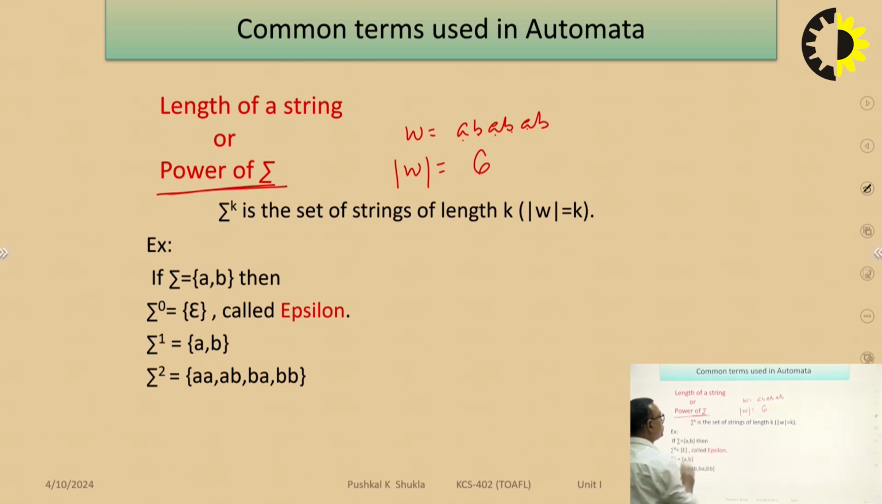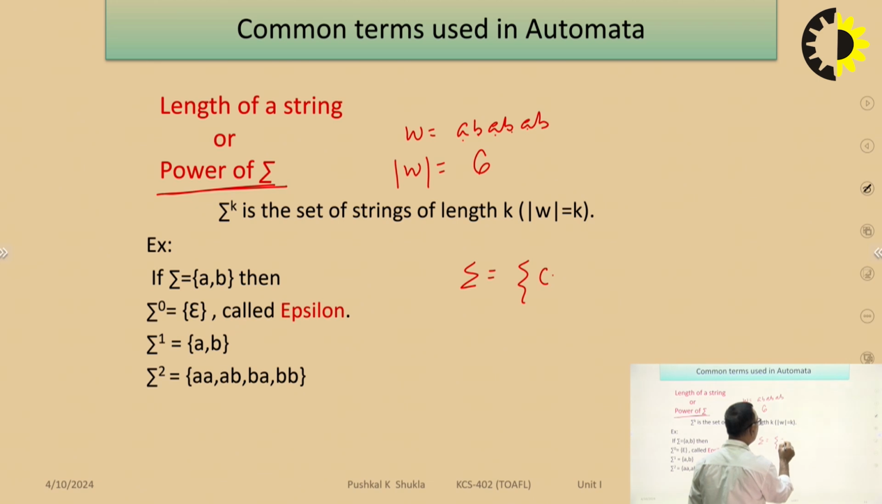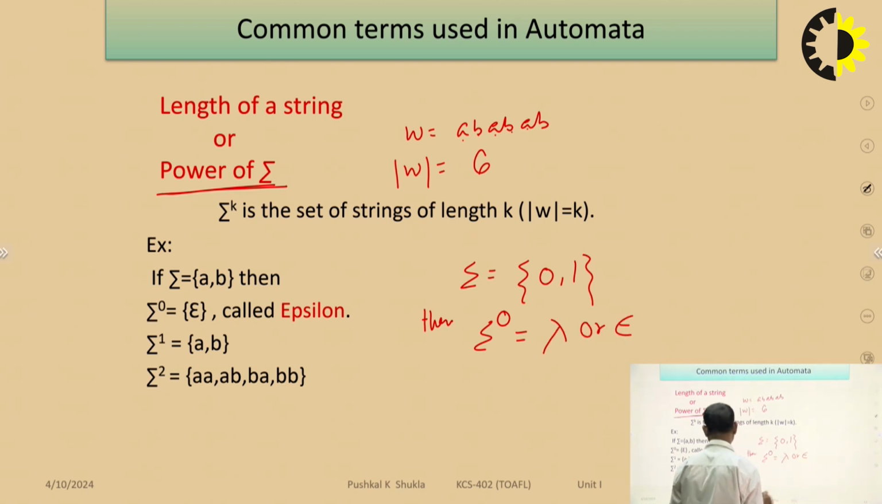Next, power of sigma. Sigma to the power k is the set of strings of length k. Suppose sigma equal to {0, 1}. Then sigma to the power 0 equals lambda or epsilon. Different books have written lambda, epsilon, or other symbols. That is the empty string. If sigma equal to {A, B}, then sigma to the power 0 equals epsilon. The same way, sigma to the power 1, in this example with sigma equal to {A, B}, will be {A, B}.